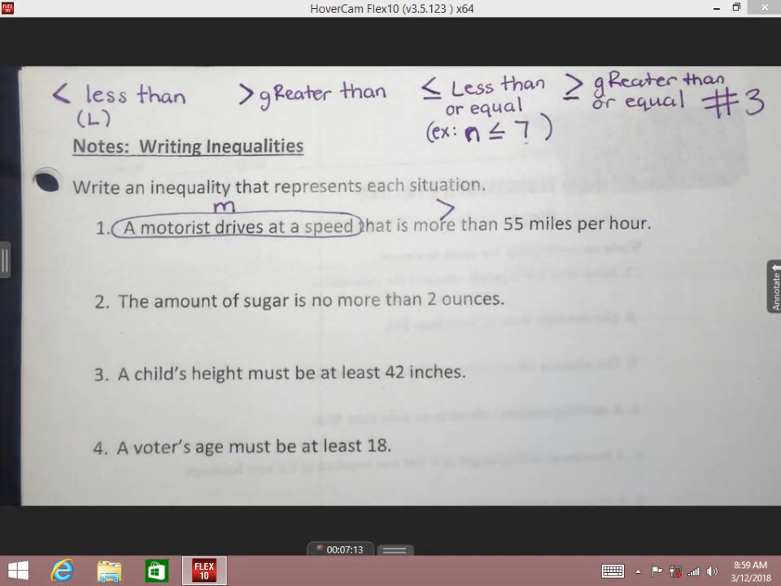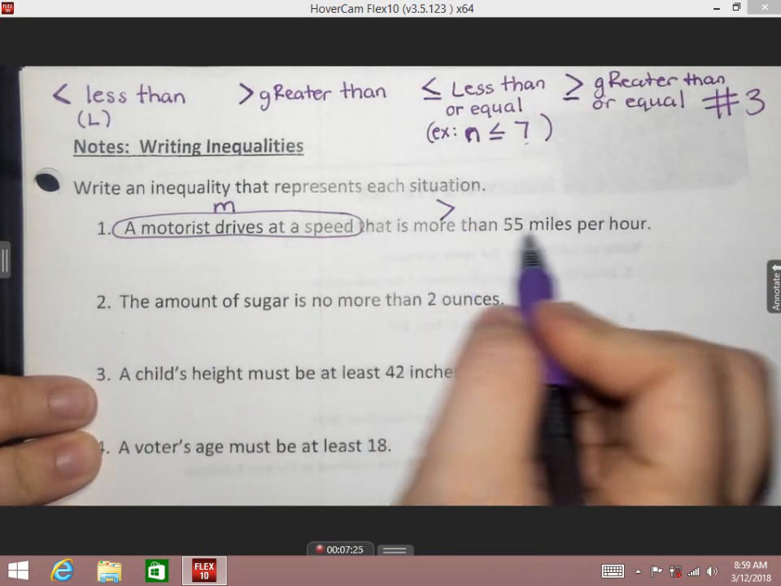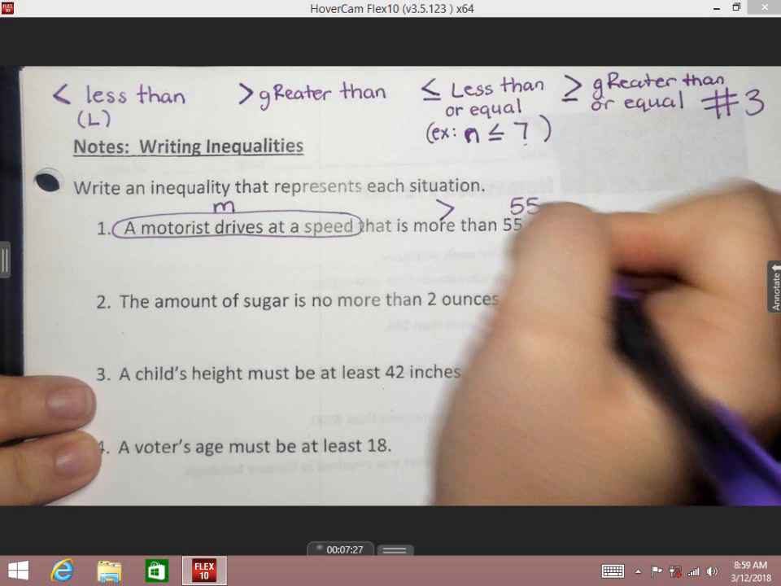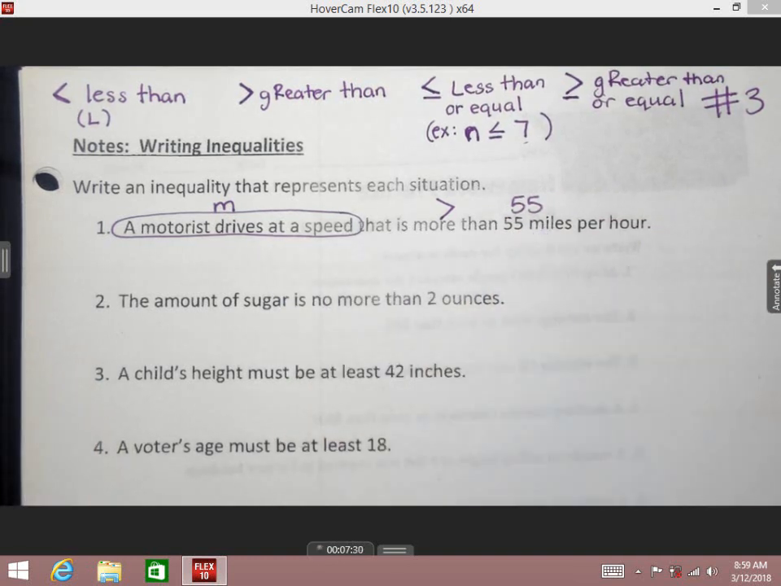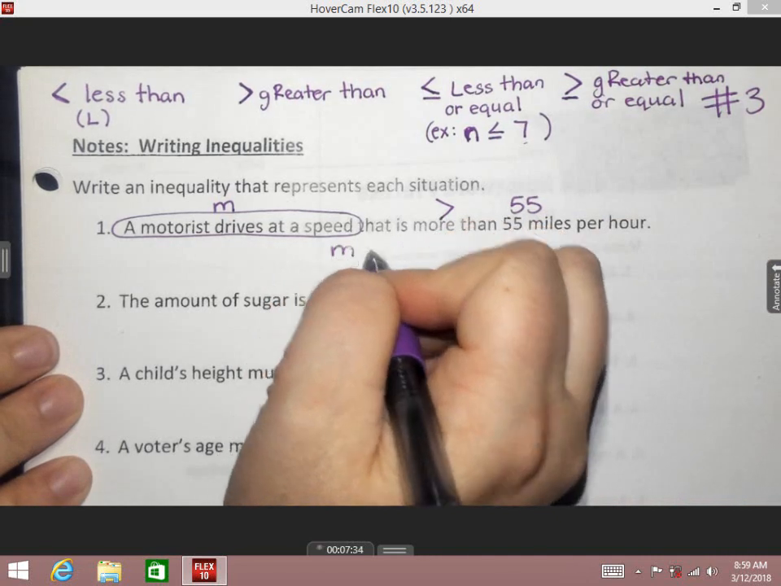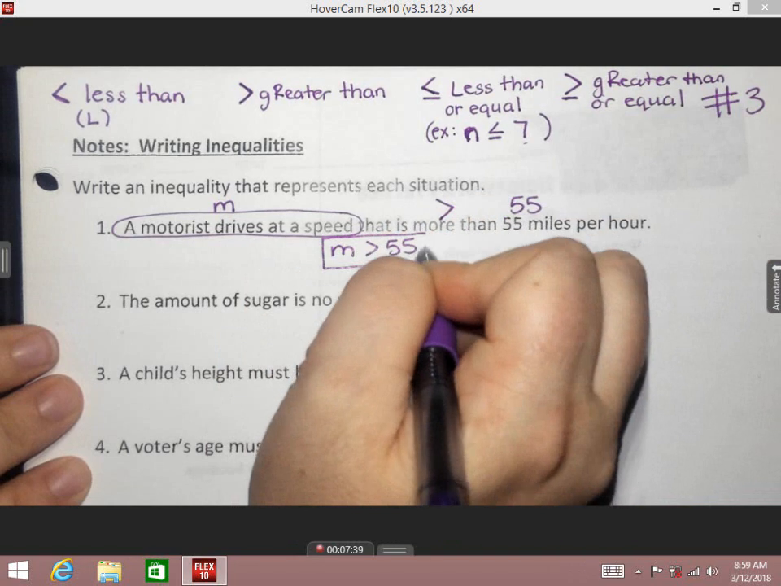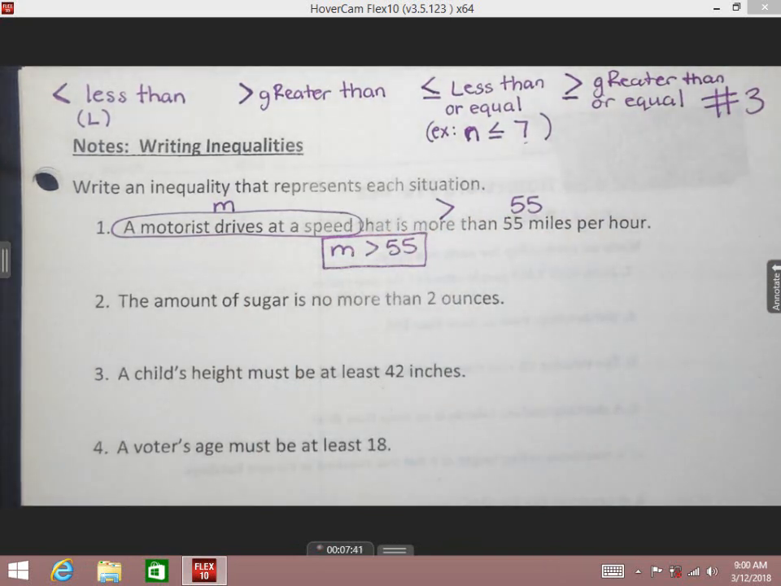Now, do I need to put an equal to there? Could he be driving 55 if it says more than 55? No, that means higher. It means higher than 55, so we're not going to put the equal to bar. So we have our motorist is greater than our 55 miles per hour. And do y'all see how it automatically sets my answer up for me? M is greater than 55. And guess what, guys? That's my sentence. And since I clearly circled what my variable was, we don't have to rewrite it out. Okay, make sure you fill that in.